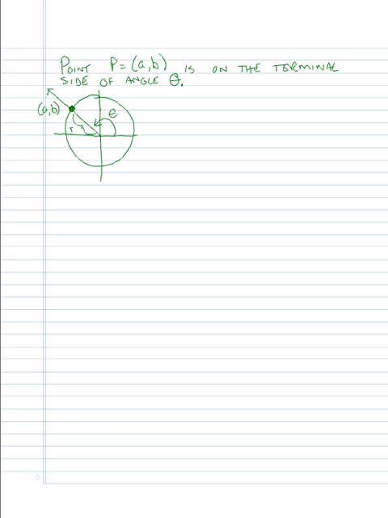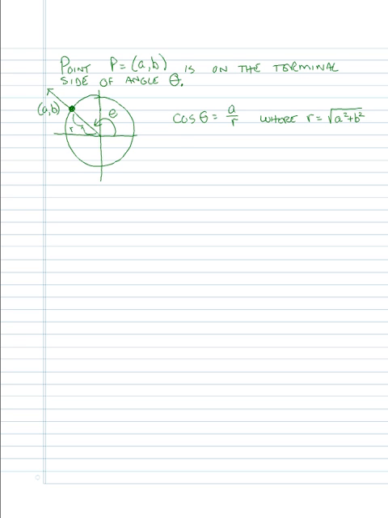Now, the way we can calculate that radius we'll need in a moment. But what we just saw on the previous page is that the cosine of that angle theta is A divided by R. Okay, so it's the first coordinate divided by the radius. And where we saw that the radius is calculated by using the square root of A squared plus B squared.